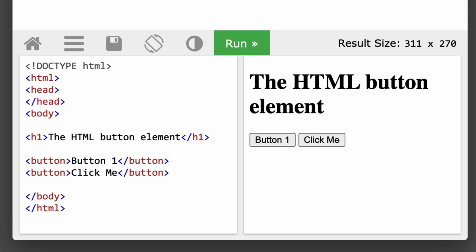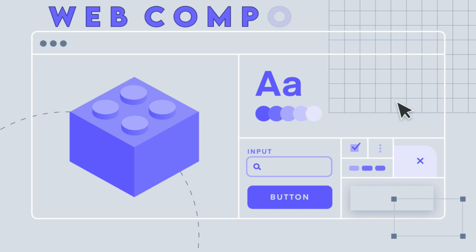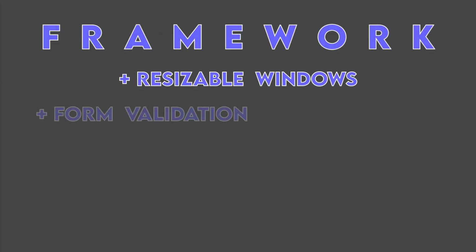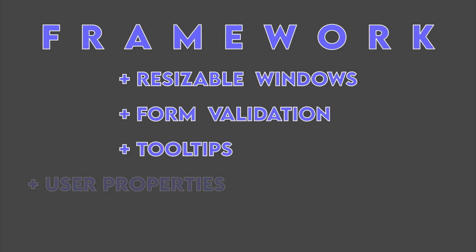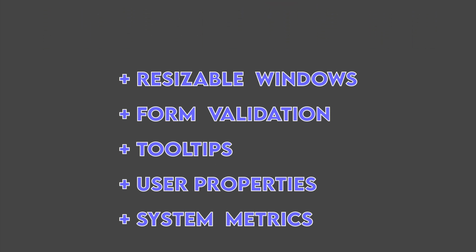Since then, we've been expanding the infrastructure to support adding new controls and have produced several of the more complex BBJ controls as web components. From the framework standpoint, the new client now supports resizable windows, form validation, tooltips, user properties, system metrics, and more. And when it comes to new controls, we now have several of the complex control types implemented as web components.